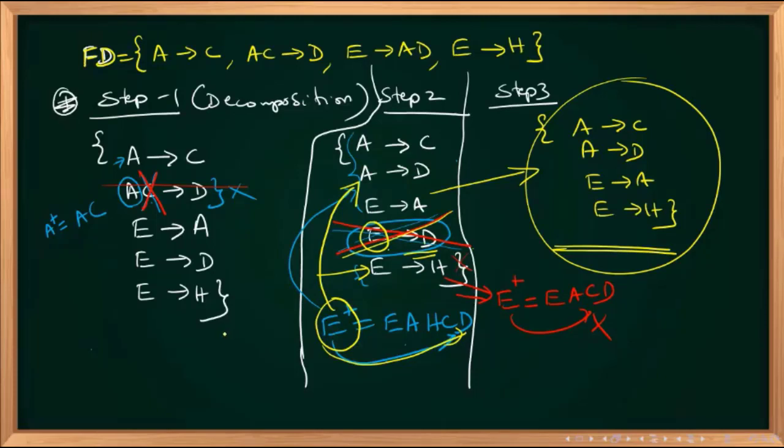Okay, are you getting that? E to H I am removing and checking the membership test. Okay, I am doing that membership test in the remaining functional dependency, whether it is a member or not. And if it is not a member, it means we cannot remove that. That is the idea. So the answer is A to C and A to D and E to A and E to H. This will be the answer.